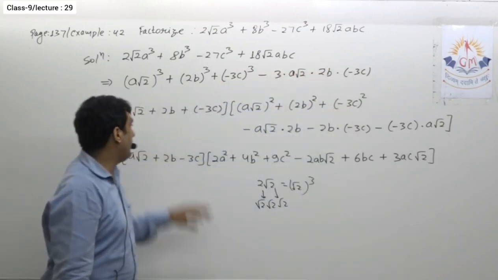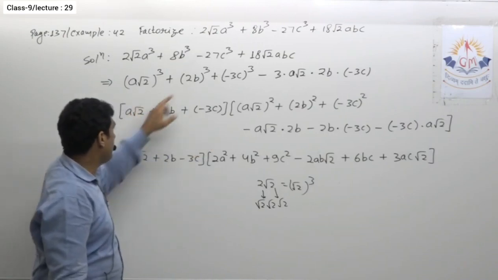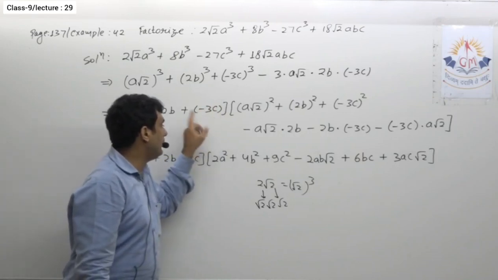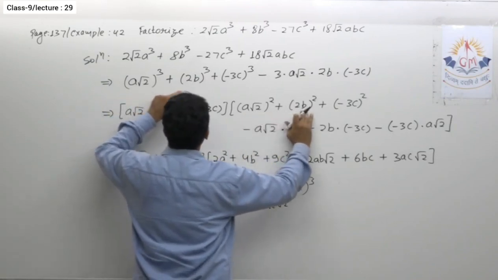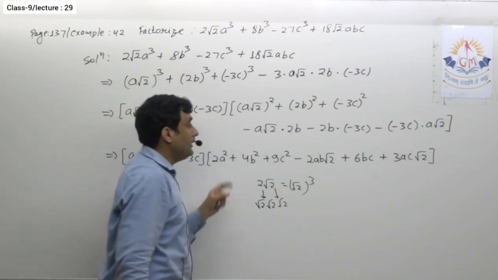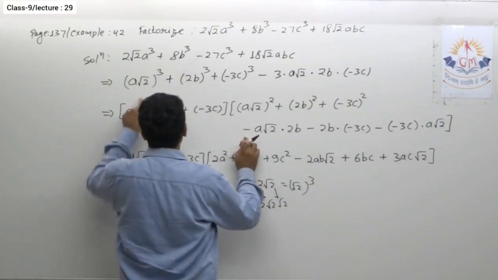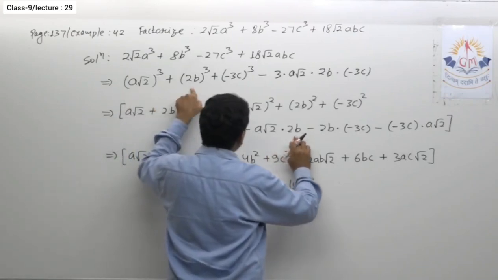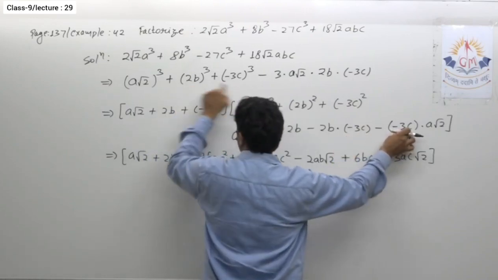So now I can say this should be equal to a plus b plus c. I wrote a as it is, b as it is with plus sign, and c as it is, negative, so I wrote it in bracket. Then a square, that is a root 2 whole square, b square, that is 2b square, c square, that is minus 3c square, then minus ab minus bc minus ca, that means minus the product of these two: a root 2 into 2b, minus of 2b into minus 3c, then again minus of minus 3c into a root 2.